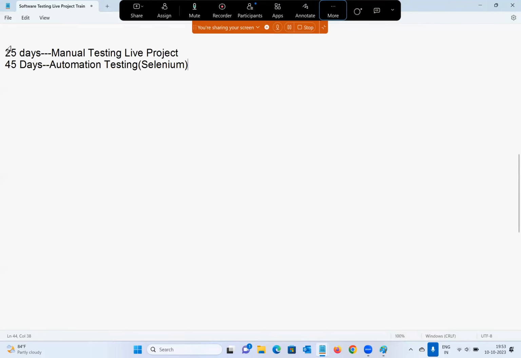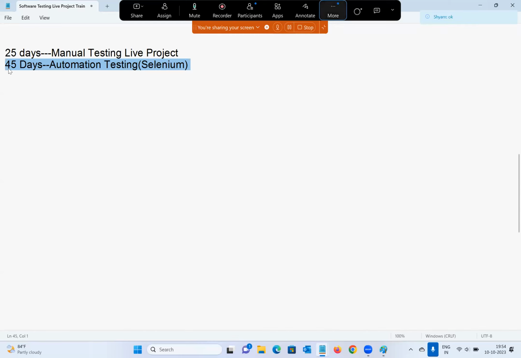You know, guys, 25 days we can learn manual, 45 days we can learn automation, but no need to wait 25 days to learn automation. Whenever 50% manual testing is done, while manual testing is going on, parallelly after 2 weeks, I'll start automation testing Selenium classes.